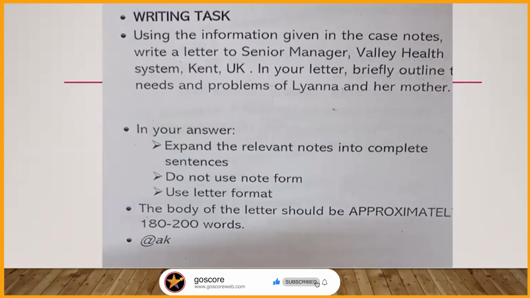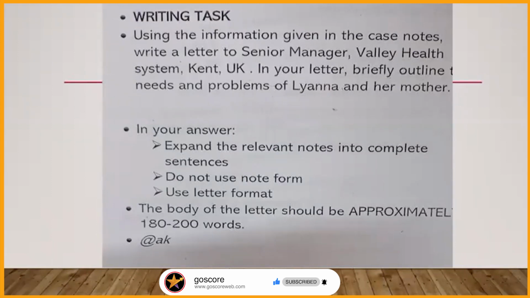Using the information given in the case notes, write a letter to Senior Manager, Valley Health System, Kent, UK. In your letter, briefly outline the needs and problems of Lana and her mother. Okay. So using the information given in the case notes, write a letter to Senior Manager, Valley Health System.